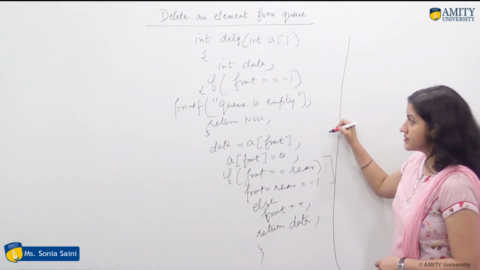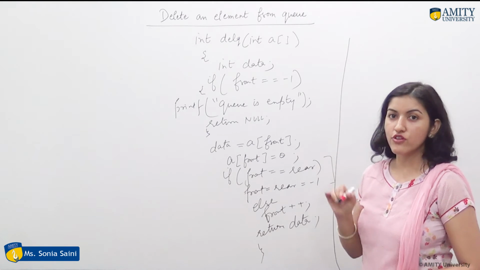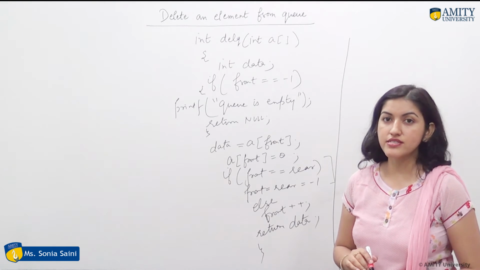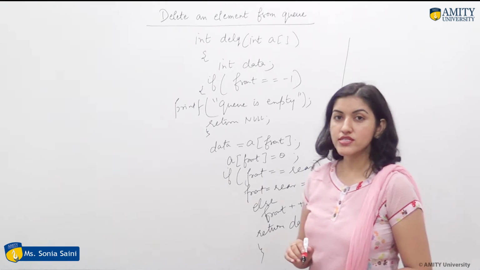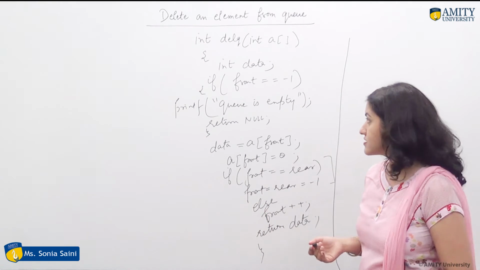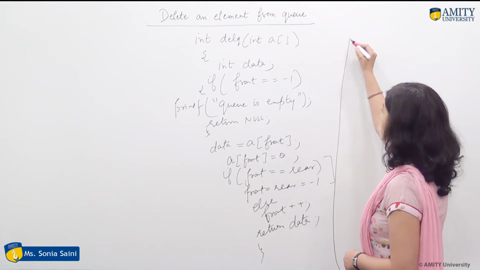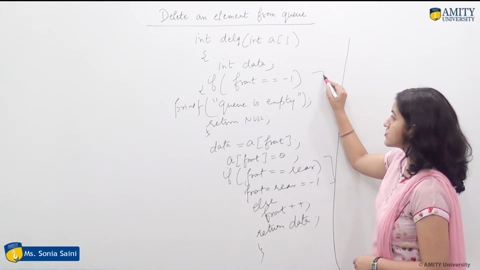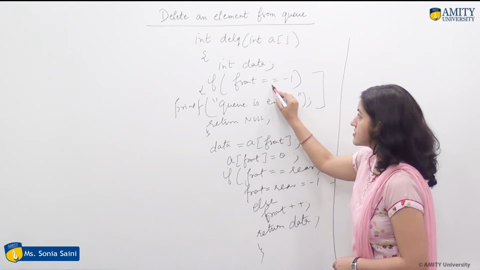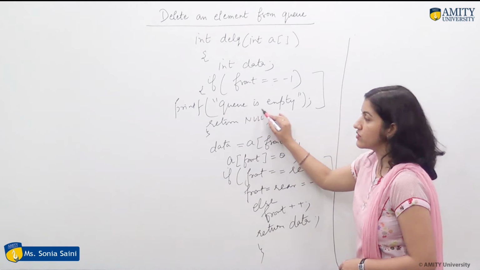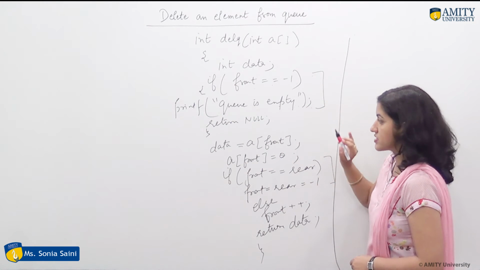Again, there are three cases. First of all, we have to check whether the queue is empty or not. If the queue is empty, then there is nothing to delete. We can't delete an element. This is the condition to check: if front is equal to -1, printf queue is empty. This is the first case.